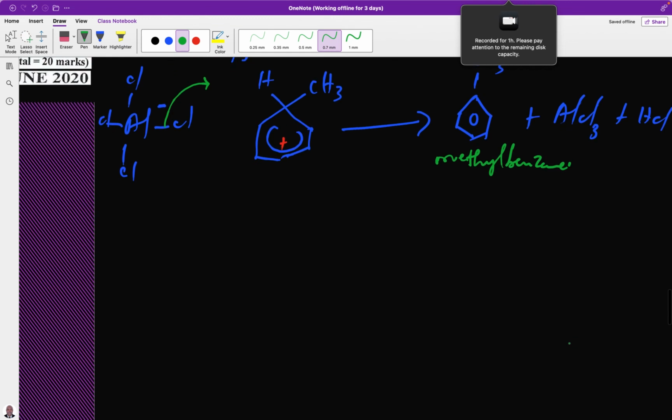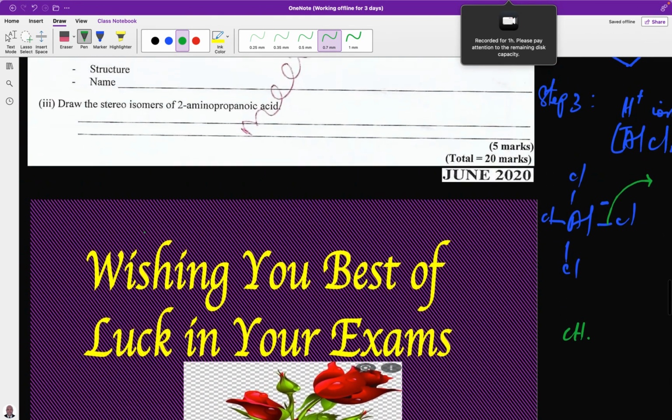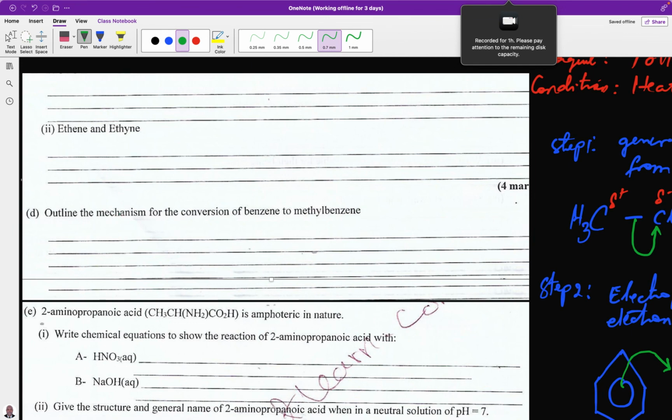You can summarize it in this way. Generation of the catalyst. The first step is you must generate the catalyst. Step one, you can put it just in this way. If you can't do that in the exam, the only way is by saying that CH3Cl forms a bond with aluminum chloride.